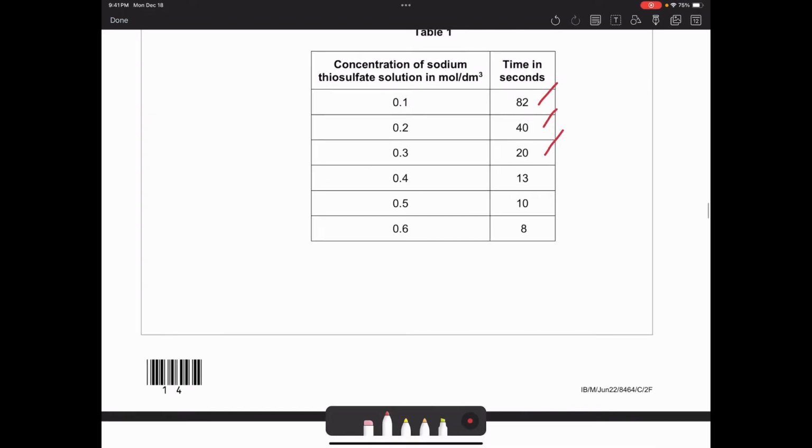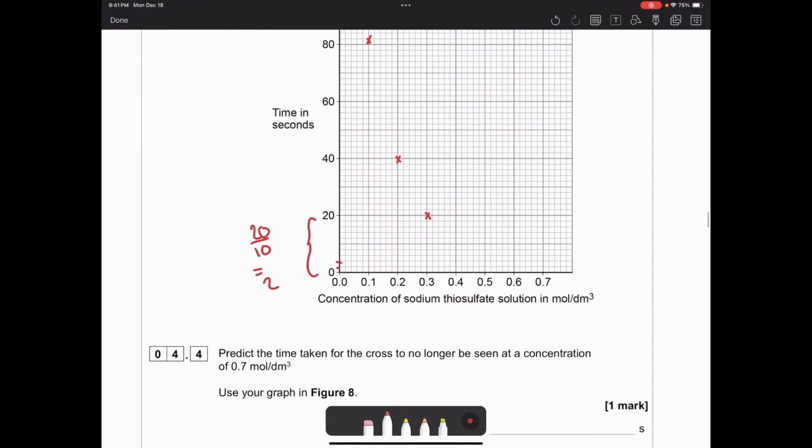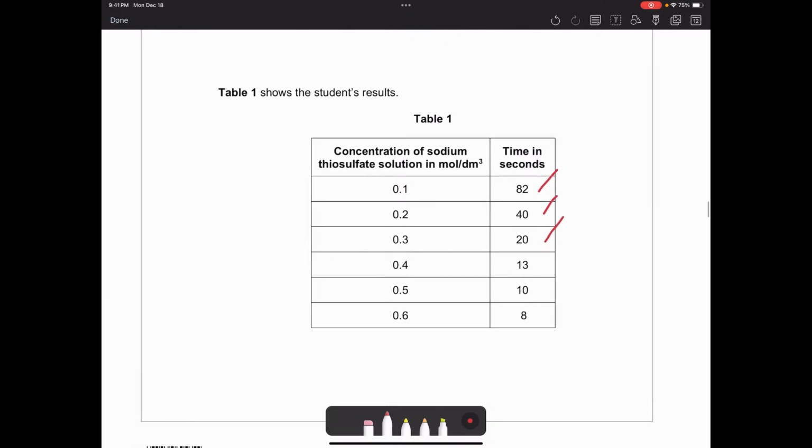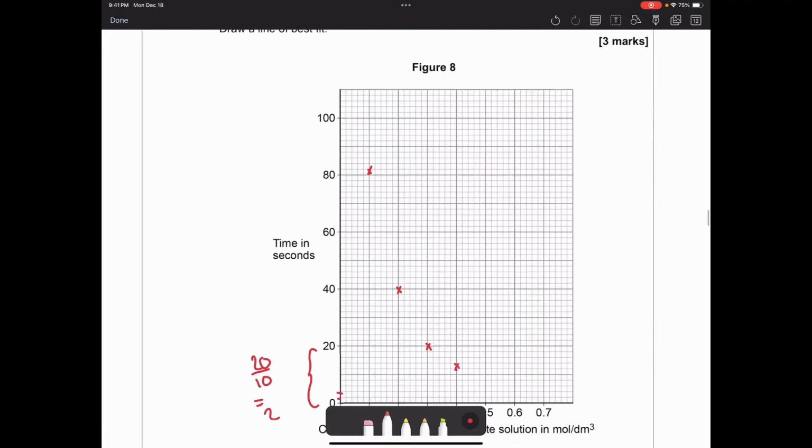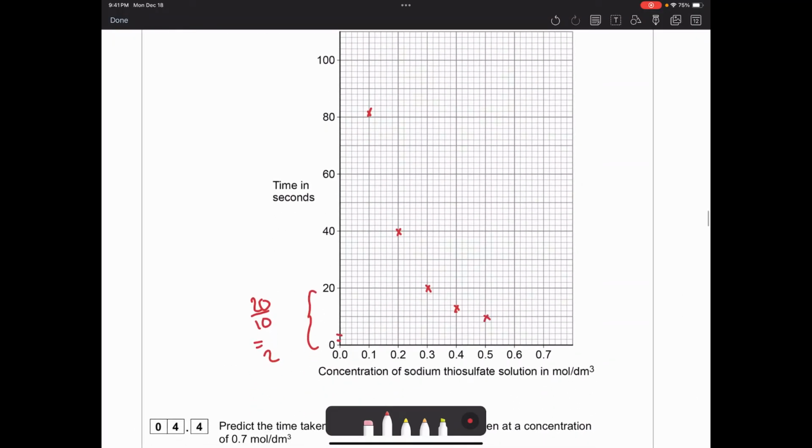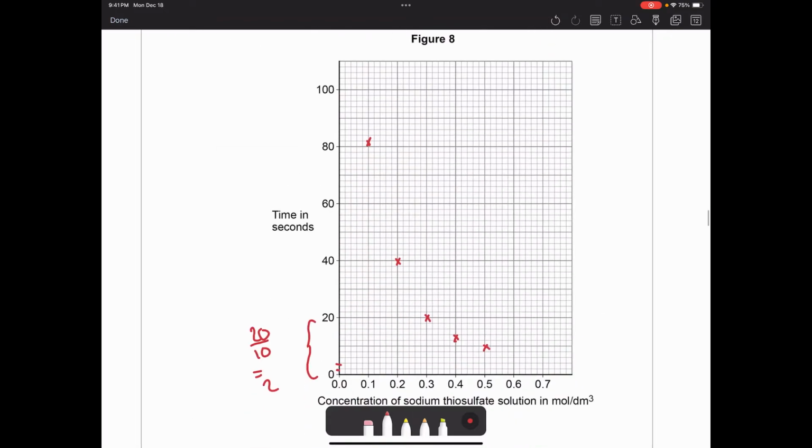0.4, you could tick it off as you go. 0.4 is 13. So 0.4, you'd go to 10. 12 would be here, so 13 would be halfway in between. 0.5 is 10, that's easy, halfway there. And then 0.6 is 8, so there.